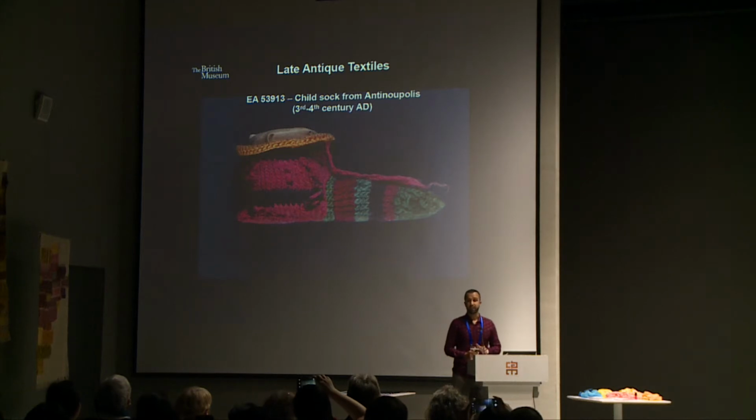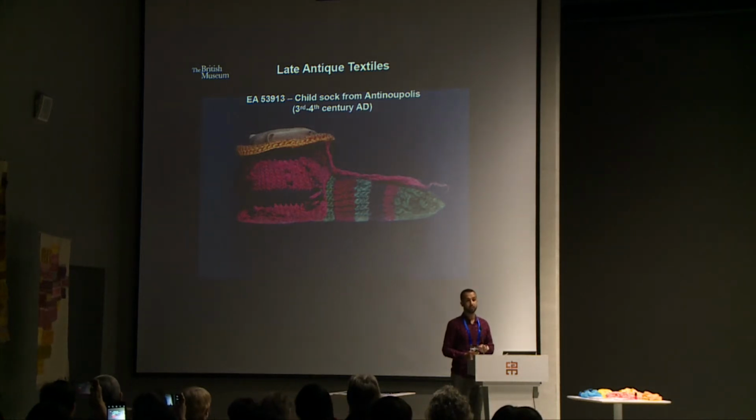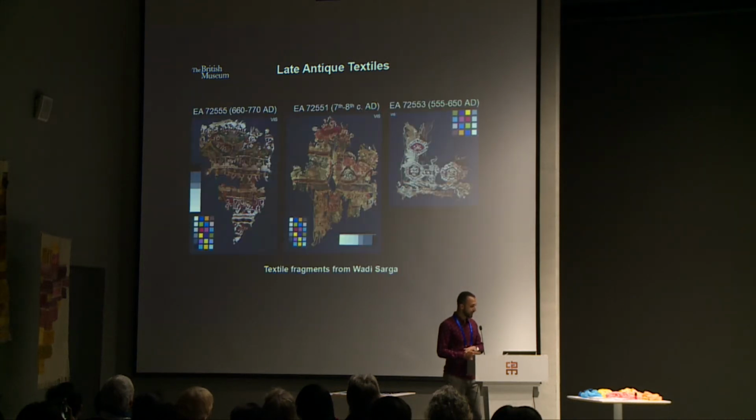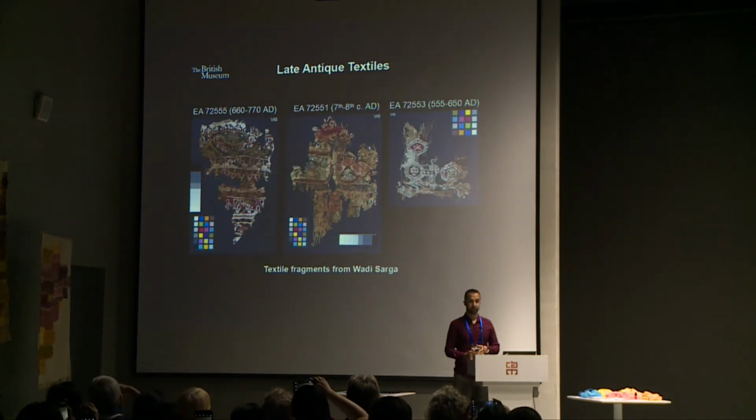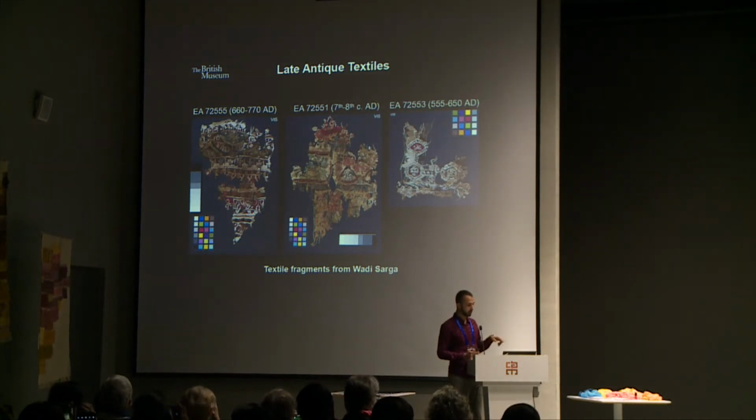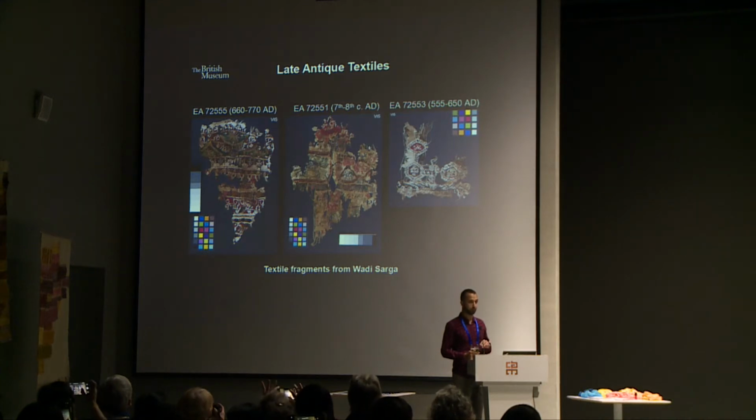And the star object has probably always been this little child sock. It's almost 2,000 years old, but it looks like it was made yesterday. And we also could analyze, together with the sock, 3-4 pieces. I show three here. And these were furnished in textile fragments from Wadi Sarga, slightly later period.